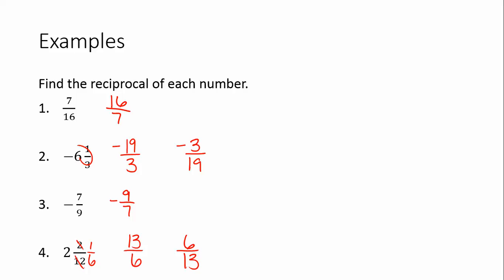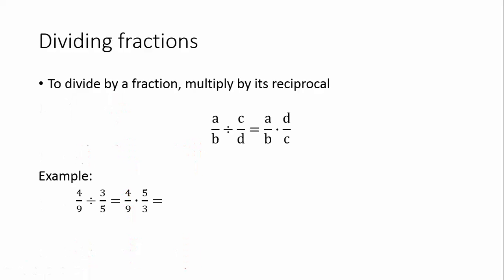So when you're finding reciprocals and you have a mixed number, you need to write it as an improper fraction first, and then take the reciprocal. So today's lesson is just about dividing fractions. To divide by a fraction, you're going to multiply by its reciprocal. And you're going to hear me say this often, so make sure you almost have this line memorized. I will ask, how do you divide by a fraction? Your response would be multiply by its reciprocal.